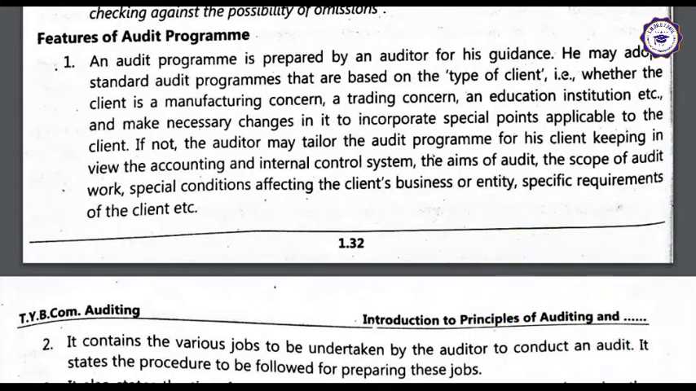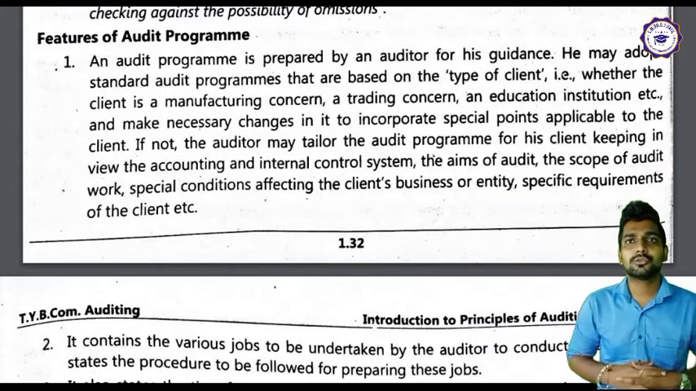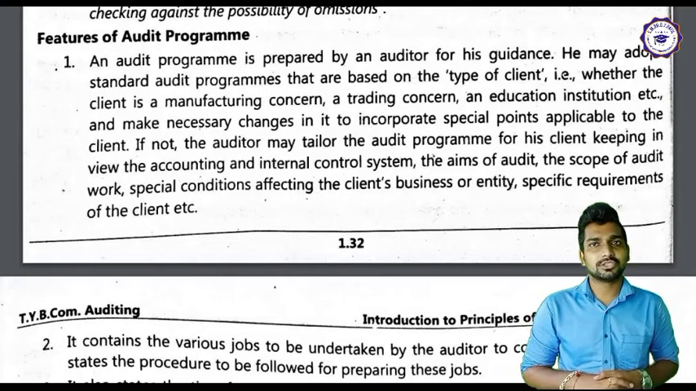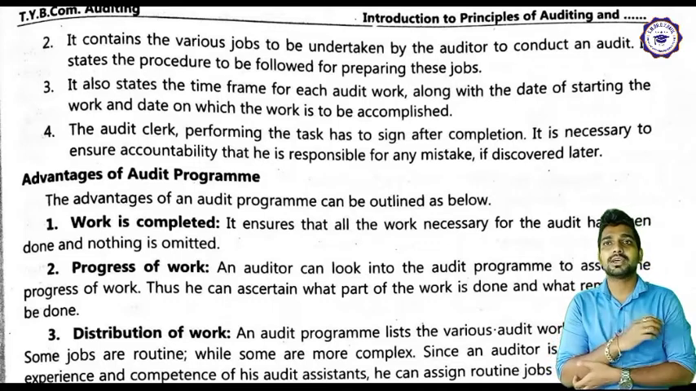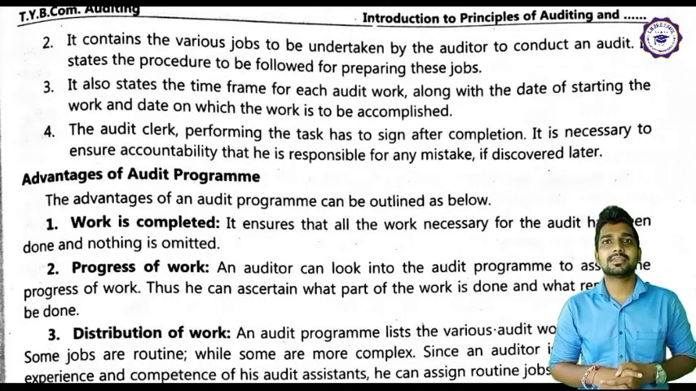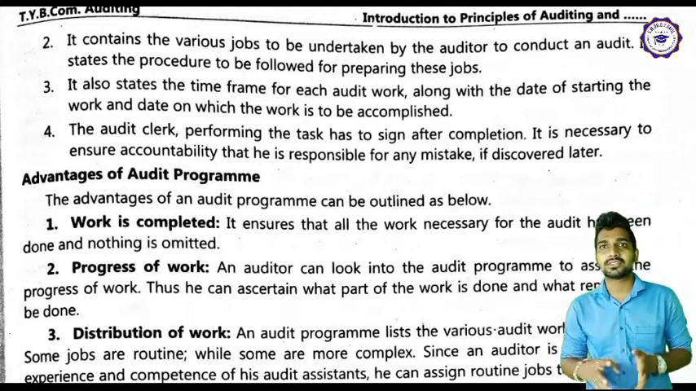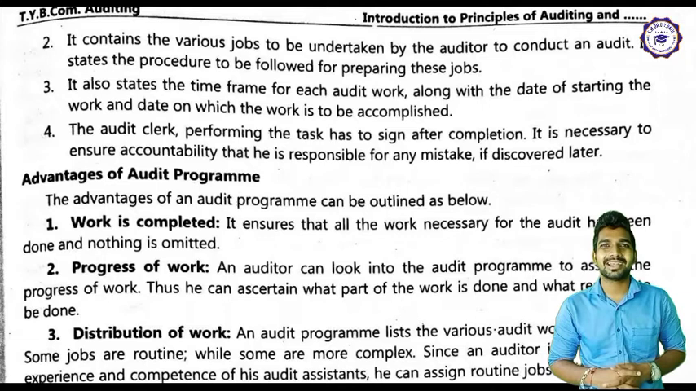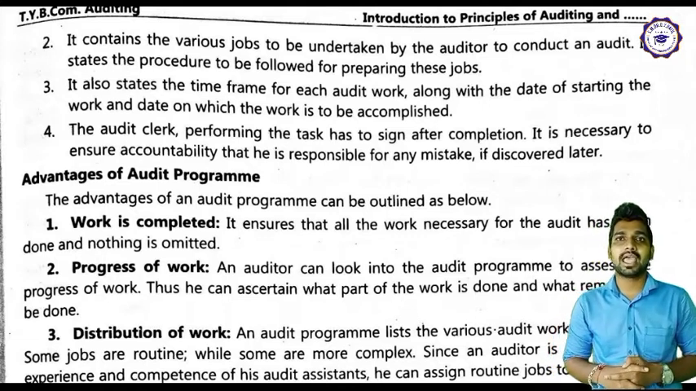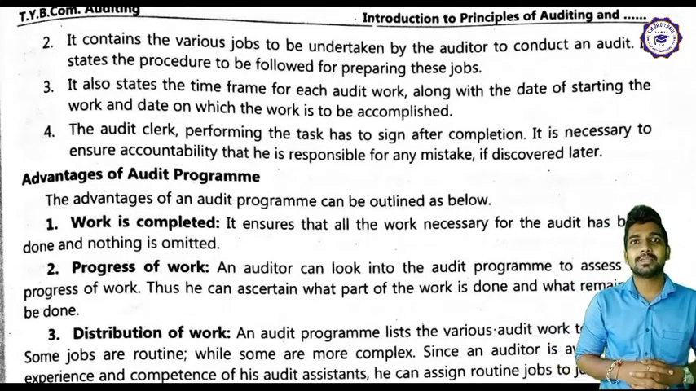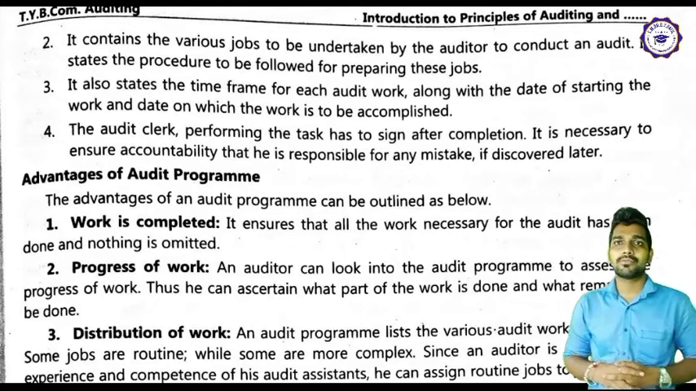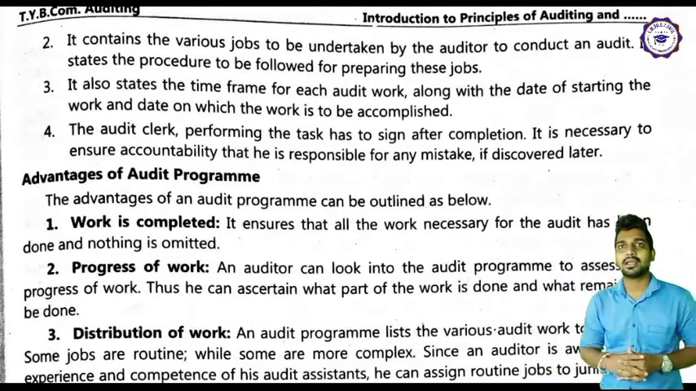So it contains the various jobs to be undertaken by the auditor to conduct an audit. It states the procedure to be followed for performing these jobs. It also states the time frame for each audit work along with the date of starting the work and the date on which the work is to be accomplished. The audit clerk performing the work has to sign on completion. It is necessary to ensure accountability, that he is responsible for any mistake if discovered later.